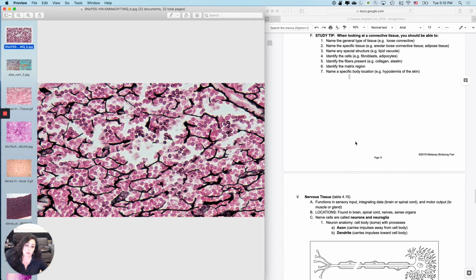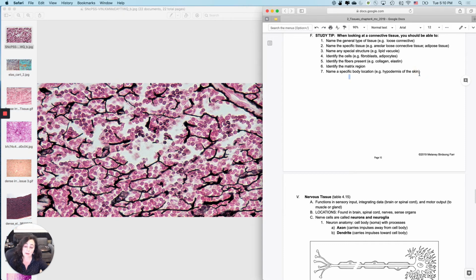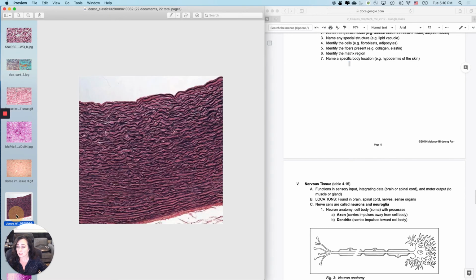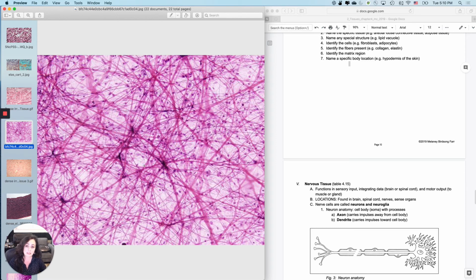And then this is the one that students really don't like studying, and you have to, because I promise you I will ask you where these things come from. Like with epithelial tissues, with connective tissues, you need to be able to name a specific body location. So let's look at a few of them. This is elastic dense connective tissue. You find these on the true vocal cords, the elastic ligaments of the penis. This is loose areolar connective tissue. This is in the hypodermis of the skin, or the subcutaneous layer. It's a whole bunch of different places.